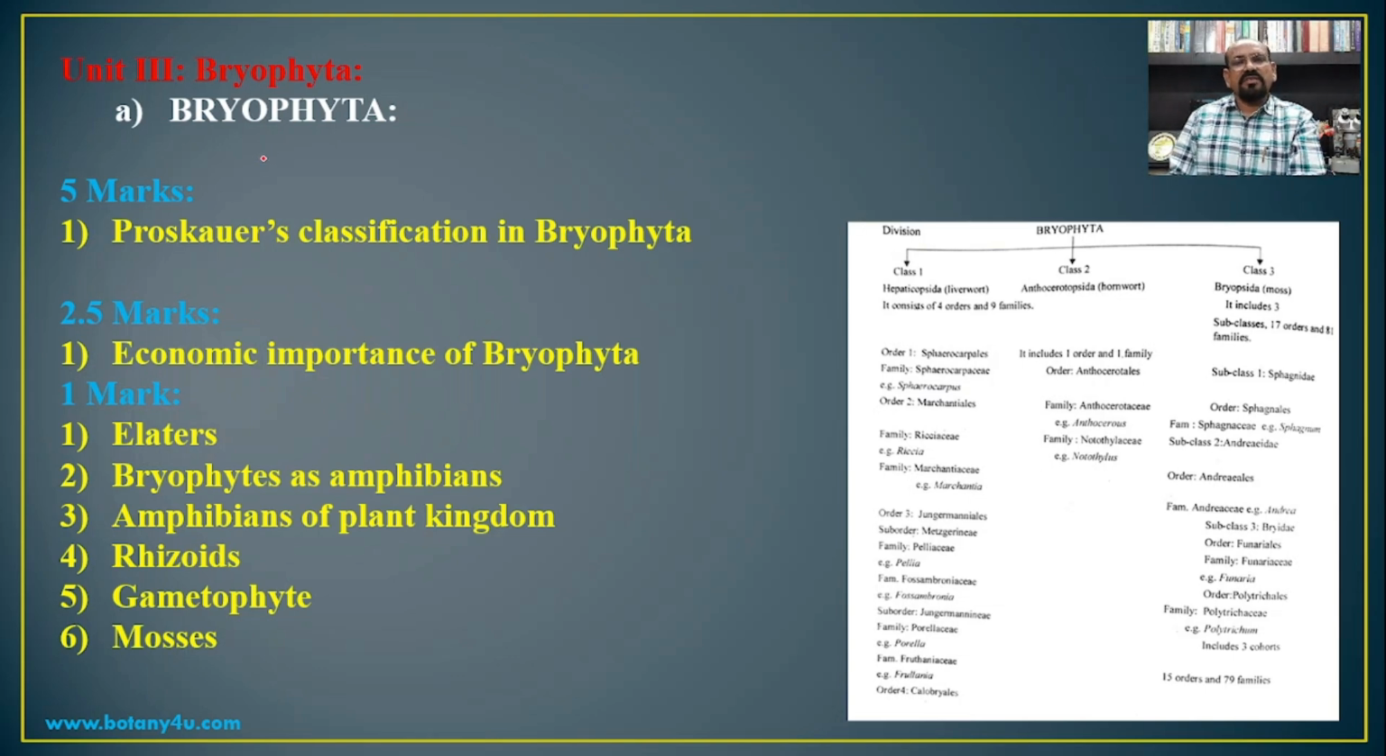the 3 different genera that we have seen earlier. First, the Proskauer classification in bryophytes. The bryophytes are classified into 3 different classes: the first one is Hepaticopsida, the second is Anthocerotopsida, and the third is Bryopsida. The first is classified into 4 orders and 9 families. The second, Anthocerotopsida, is classified into 1 order and 1 family, while the third, Bryopsida, is classified into 3 subclasses, 17 orders and 81 families.